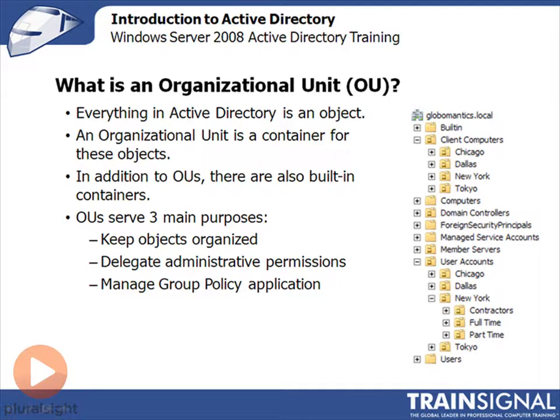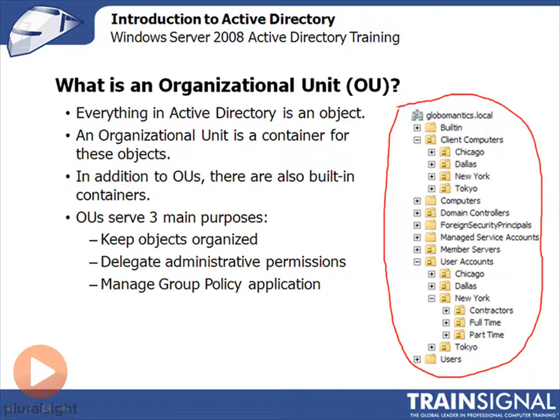But over here on the right, I have a picture of one of my domains that I had set up for globalmantics.local and some of the containers. So you'll notice, for instance, here we have client computers. And inside of that, there's a hierarchical fashion to this. I've got the different locations: Chicago, Dallas, New York, and Tokyo. So that's maybe where the client computer objects would be stored for each of those locations.